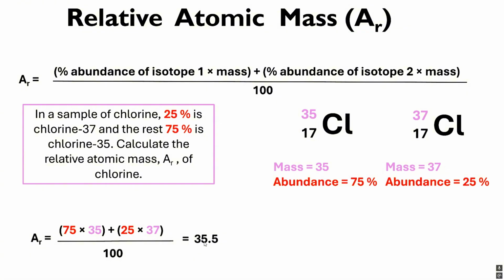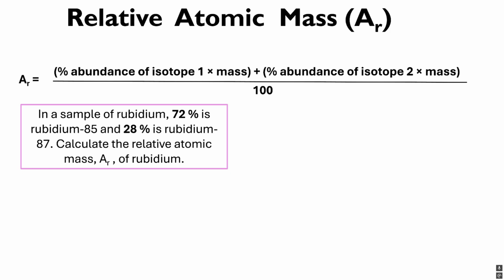This is the relative atomic mass of chlorine, and that's what you see on the periodic table. The bigger number on the periodic table is the relative atomic mass. It takes into account all of the isotopes for that element, and this is why it's a decimal. Here's a question for you to try.